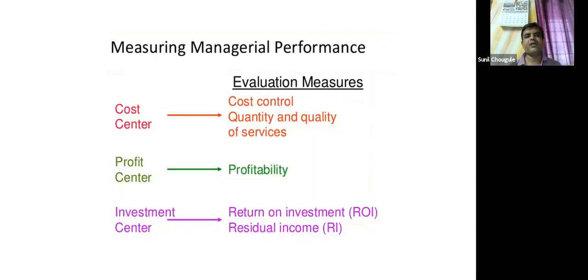Now, how is the manager's performance measured when it comes to these different types of centers like cost center, profit center, and investment center? When it comes to cost center, evaluation of the manager's performance is done by cost control. Yes, that's very important. Quantity and quality of service. Cost control, how can this be achieved or attained?